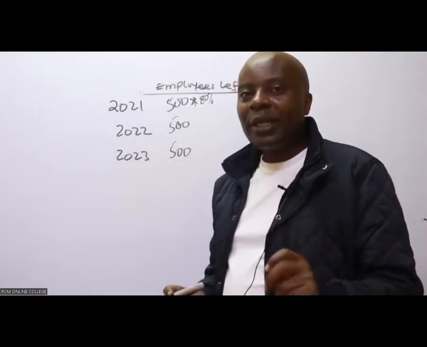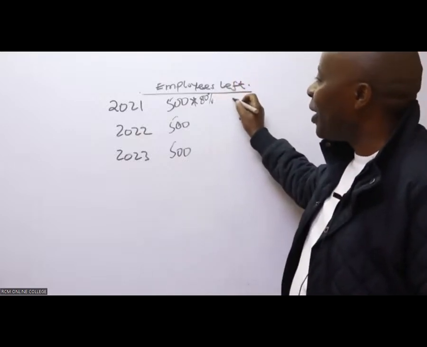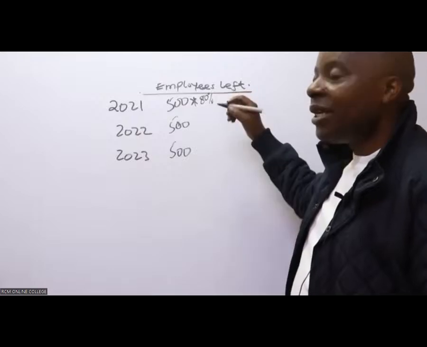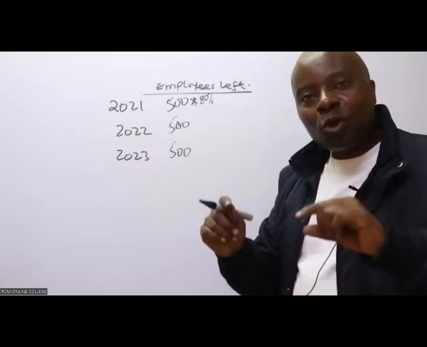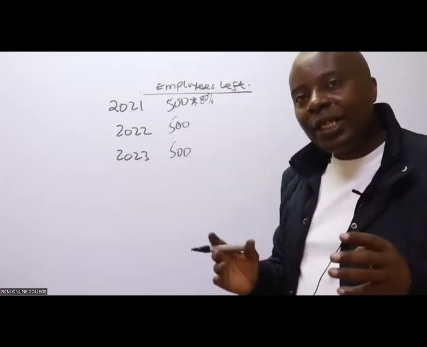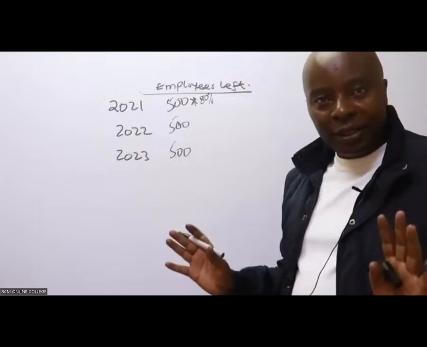I've seen students making mistakes. They'll come and say times 80%, and again they subtract 20. If they subtract 20 here, they'll be double counting, because it's a total for the 3 years. For the 3 years, a total of 20% will leave. That's according to our estimate.